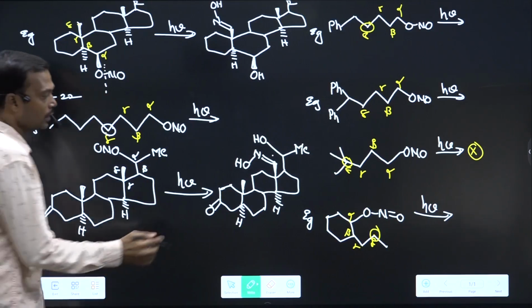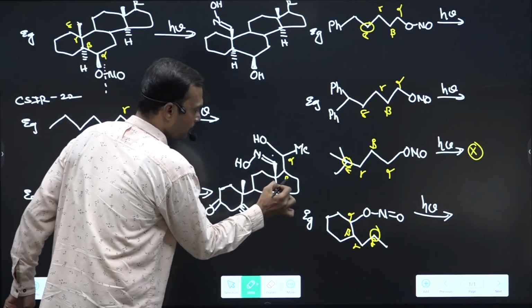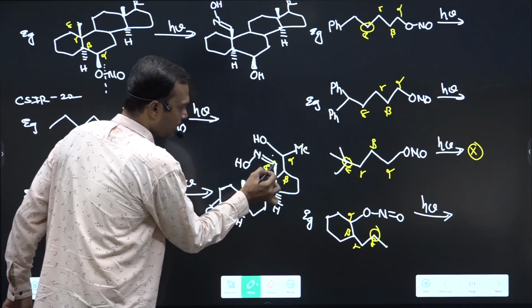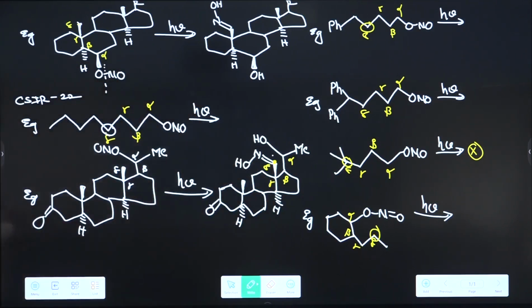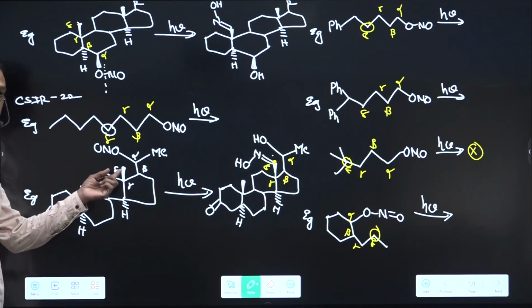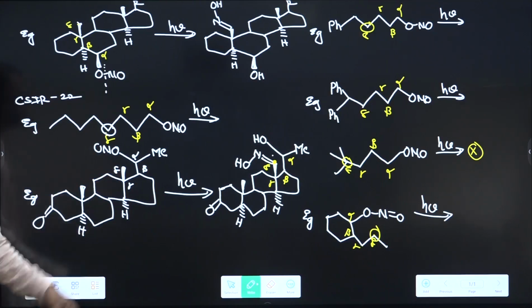Okay, always the delta carbon is your target. Alpha, beta, gamma, delta. The delta carbon and nitrogen should carry the double bond. And for the delta carbon, minimum how many hydrogens are required? Minimum 2 hydrogens.